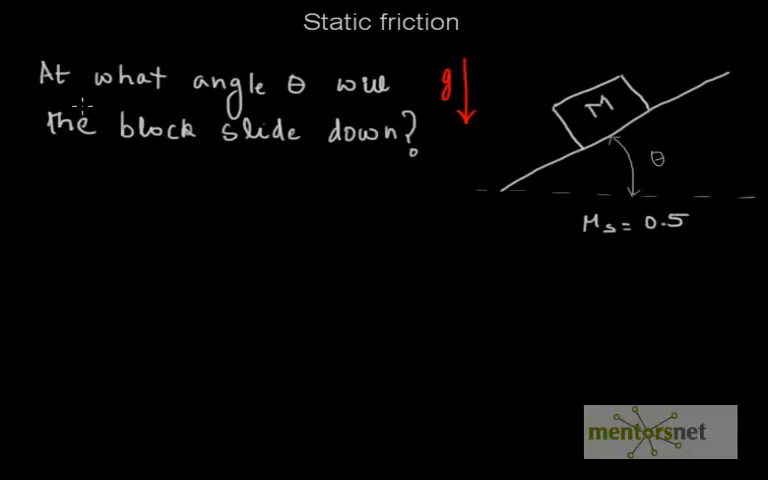The question is, at what angle theta will the block slide down? Because as we start increasing this angle theta, we can intuitively see that at some point the block should slide down. So let us solve this problem. As usual, we'll make an isolation volume around the block of interest. So we cut this over here and we make this block.